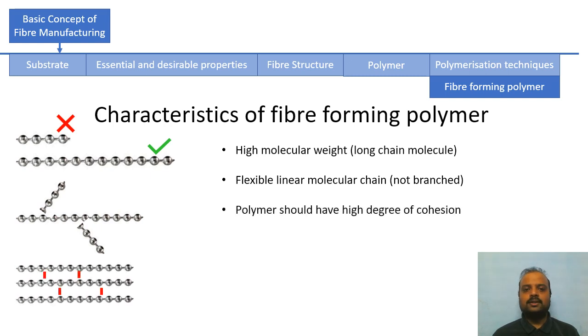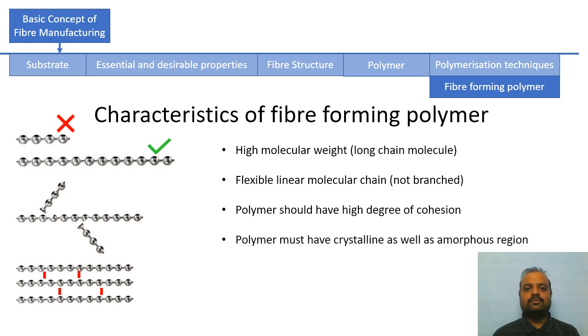So let's understand the third characteristic. Polymers should have a high degree of cohesion. A polymer should have high degree of intermolecular cohesion power. This indicates that the molecular chains have a sufficient number of sites for attraction. As shown in this figure, the red lines show that different molecular chains are interconnected with each other, and that gives you a cohesive power. Higher cohesive power, higher will be the strength, and that is what we need in our fiber property.